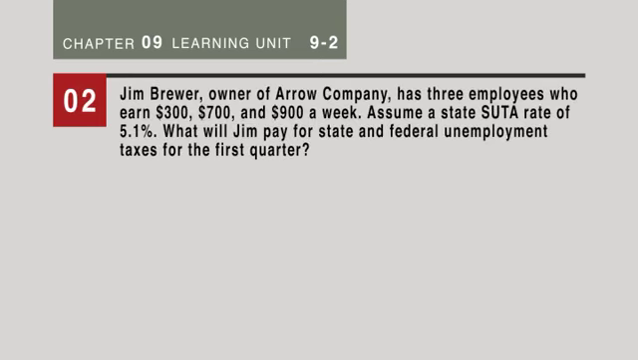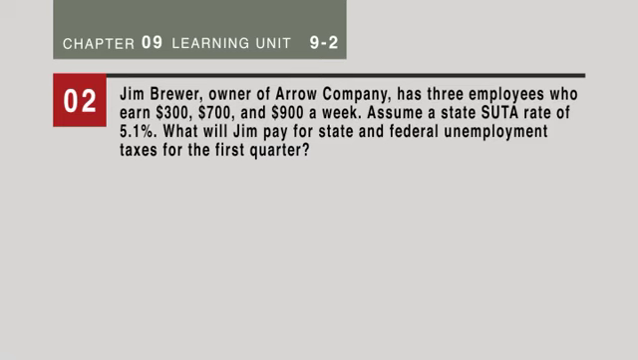In number 2, Jim Brewer has 3 workers. They're earning $300, $700, and $900 a week. SUTA is 5.1%. What is he going to pay for state and federal? Keeping in mind that the FUTA rate applies up to the first $7,000.